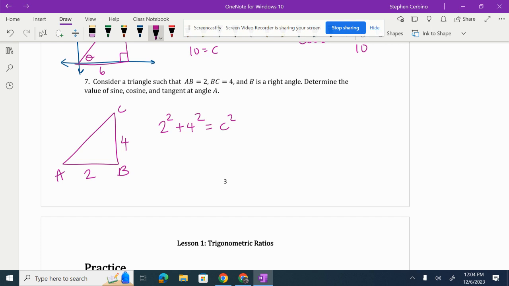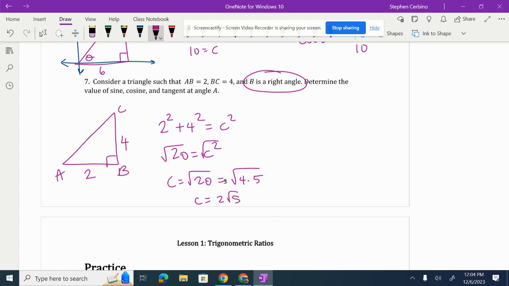So again, for this video, if you were pausing it and coming back, I'm hoping that you drew a picture similar to this one. The big thing here is it does tell us that B is the right angle. So make that your right angle. If you do some squaring here, you're going to get 20 is equal to c squared, square root, and you get c is equal to the square root of 20, which we can break down to 4 times 5, meaning that that missing side is 2 square roots of 5.